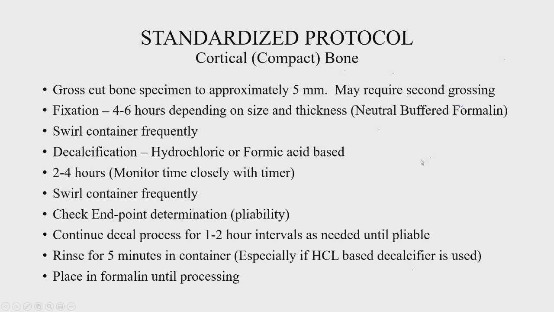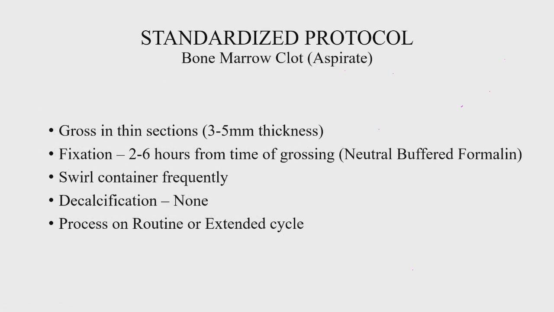Bone marrow protocol for the clot, the aspirate, because you can't treat that the same way you would a core. Gross and thin sections, 3 to 5 millimeters. Fix 2 to 6 hours from the time of grossing. Swirl, as I mentioned before, no decalcification, and then process. Now, this 2 to 6 hours, this is very critical because if it's not properly fixed, you're going to get a clot that's actually going to explode on your water bath, and you won't be able to get a good section.